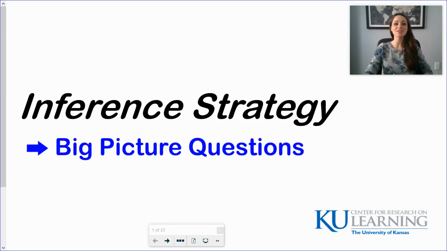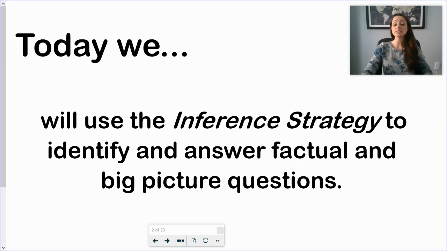Mrs. Hagen back with the Inference strategy. Today's lesson is going to focus on big picture questions. We're going to be discussing the keywords associated with big picture questions, and we're also going to be applying the inference strategy to a passage in order to identify and answer both factual and big picture questions.